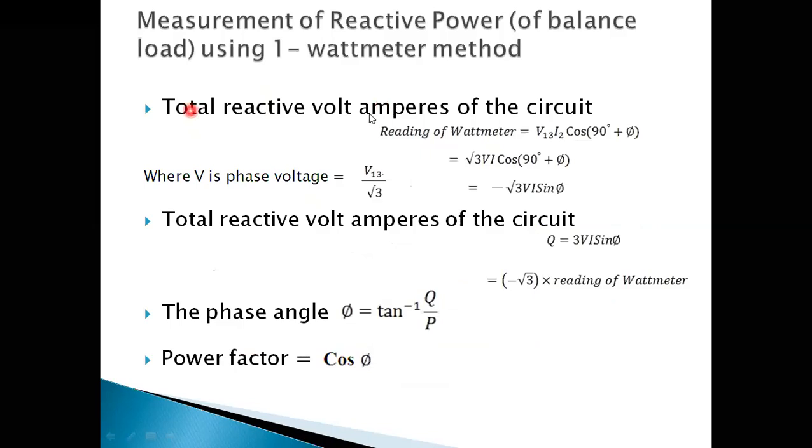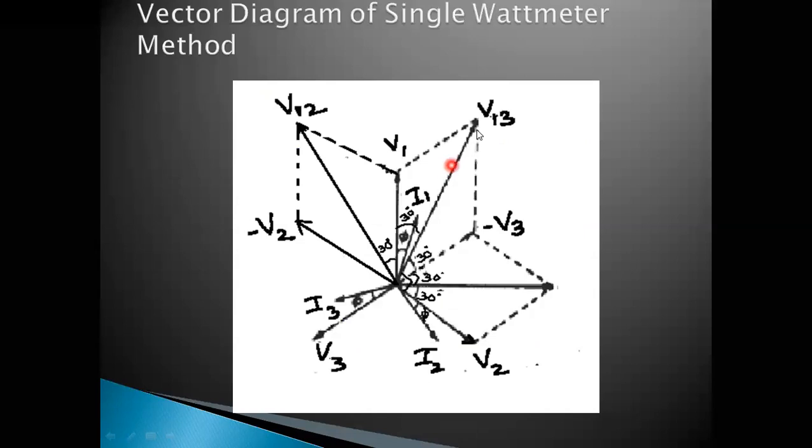Let us see what we get if we connect it there. So the total reactive volt ampere of the circuit is, that means the reading of the wattmeter. So what will be the reading of the wattmeter? It is simply the voltage across the pressure coil, which is V13, and the current through the current coil, which is I2, and cos of the phase angle between V13 and I2. Let us see what is the angle between V13 and I2. Here you can see V13 and I2.